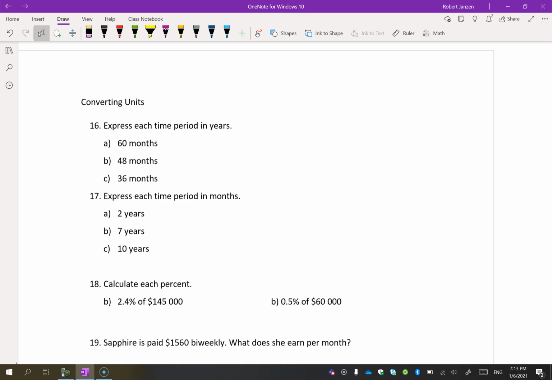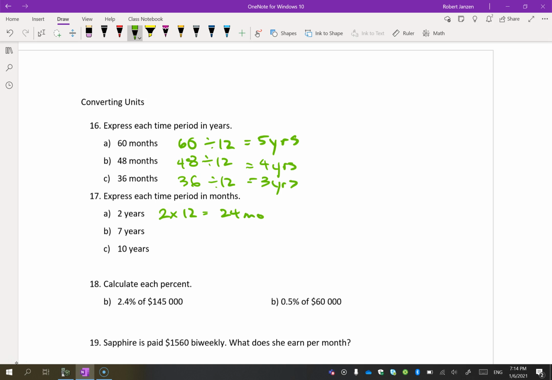Okay. Converting units. Convert each time period into years. So 60 months. Let's divide that by 12. You get 5 years. 48 months. 48 divided by 12 gives you 4 years. 36 divided by 12 gives you 3 years. Express each time period in months. Well, 2 times 12 would give you 24 months. 7 times 12 would give you 84 months. 10 years times 12 months is 120 months.